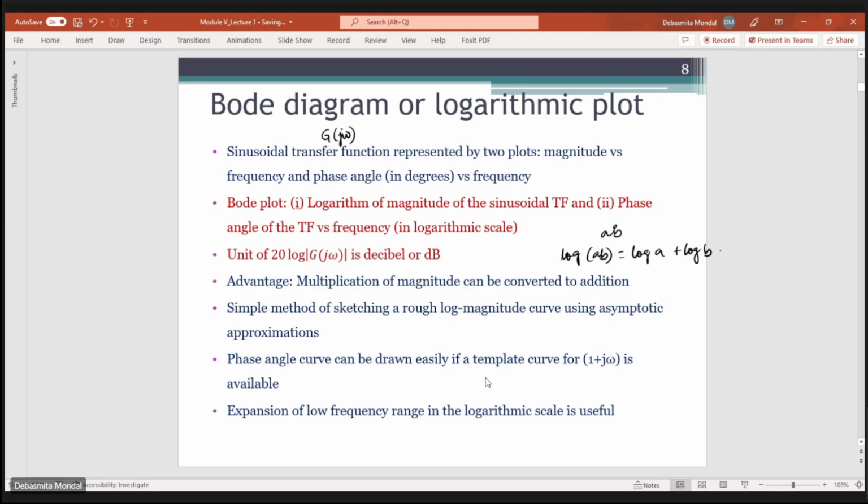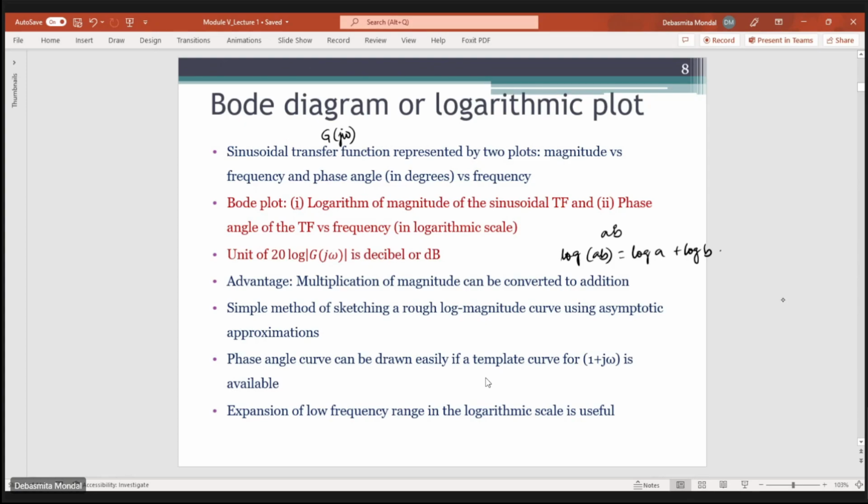Okay, so if you have the template of how the phase plot looks like for 1 plus j omega, that is, if the value of G(s) equals 1 plus j omega, then how the phase plot looks like. From that template, you can easily find out what would be the phase curve for different other transfer functions as well.